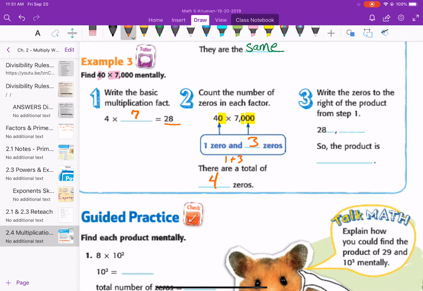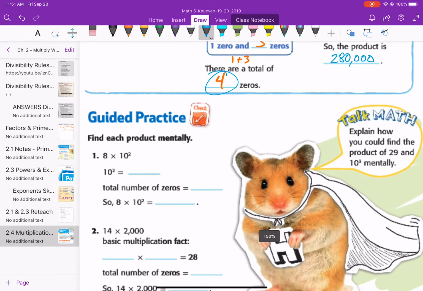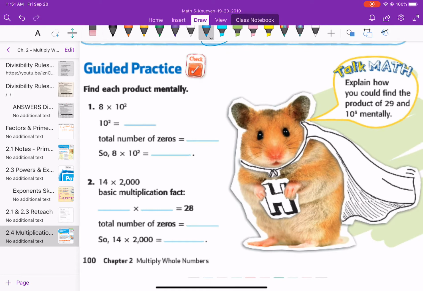Well, step 3, write the zeros to the right of the product from step 1. Well, if I had 28, remember our 28 that we had over here? So I'm going to bring that over here, and I have 28. And I'm going to have how many zeros? Well, I have 4, so I'm going to have 1, 2, 3, 4 zeros. So my product is going to be 280,000. Hopefully that catches the pattern that you're seeing.